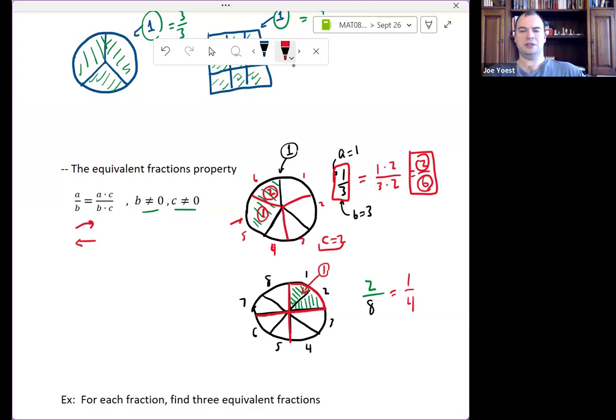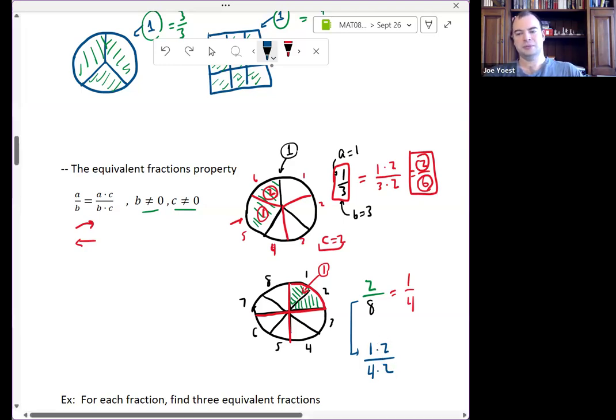So for my model, I can see that 2/8 equals 1/4 by just kind of gluing together a couple of slices instead of before we cut them apart. What does gluing together slices look like? Well, I would take my 2/8 and recognize that 2 is 1 times 2, and 8 is 4 times 2. I can find a common factor, as we call it, in the numerator and denominator, and I have this equivalent fractions property that says I can go this way as well.